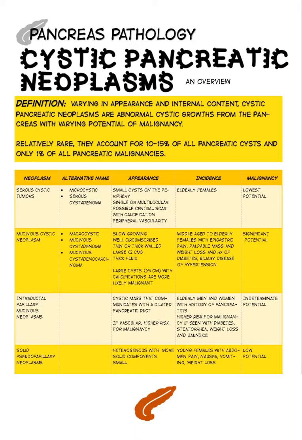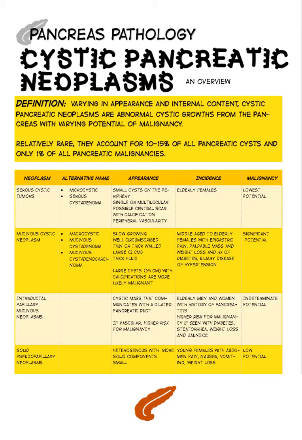So in general, cystic pancreatic neoplasms are just abnormal cysts that start to grow on the pancreas. We know that there are systemic diseases that can cause pancreatic cysts. Those are typically benign. These ones, unfortunately, do have a potential to turn cancerous.